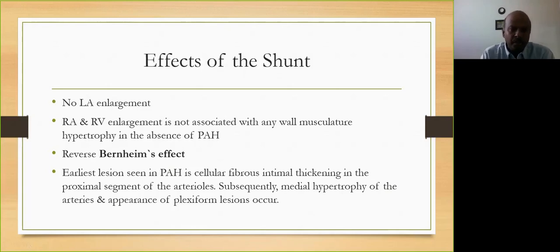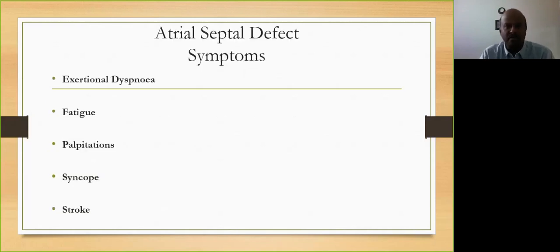So with a sustained large left to right interatrial shunt, going beyond the third decade, the earliest lesion which you see in pulmonary artery hypertension is cellular fibrous intimal thickening in the proximal segment of the arterioles, and subsequently medial hypertrophy of the arteries and appearance of plexiform lesion. Now, running through the symptoms, exertional dyspnea and fatigue are the predominant symptoms. And later on, with sustained shunt, you can have palpitations, syncope, and stroke, with arrhythmias setting in.